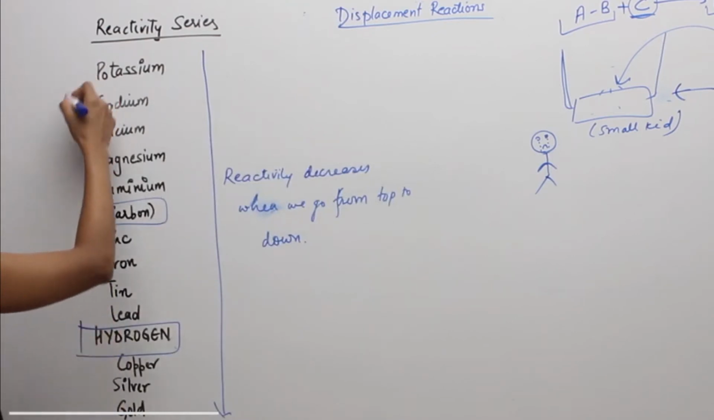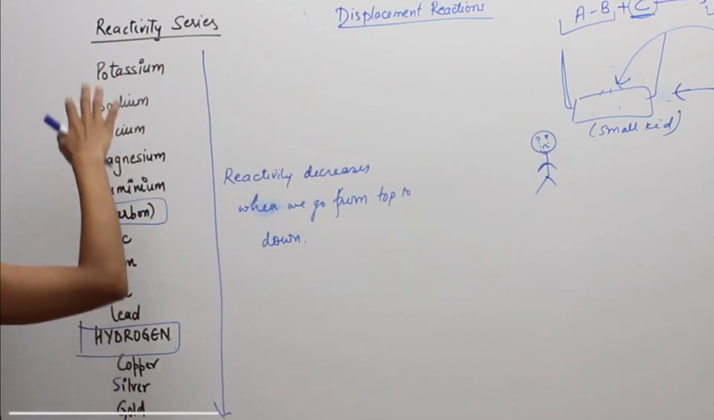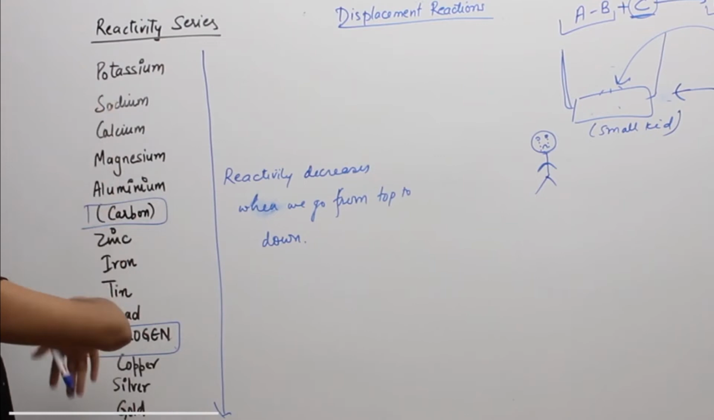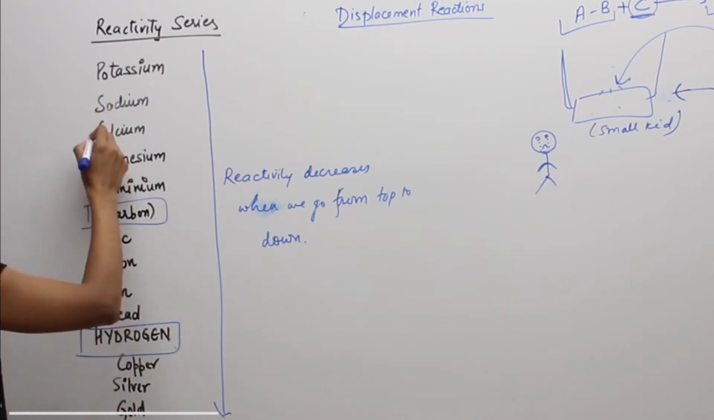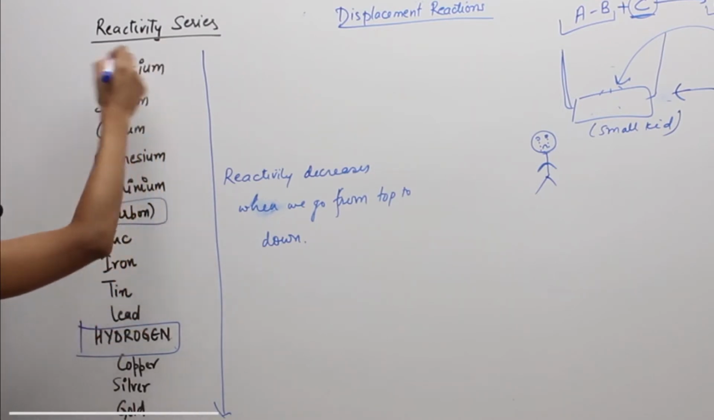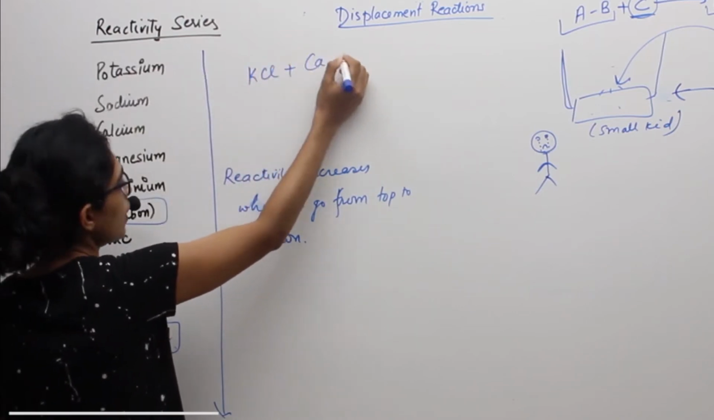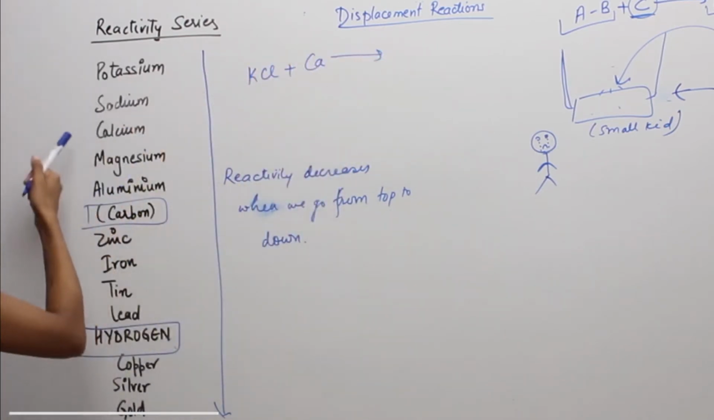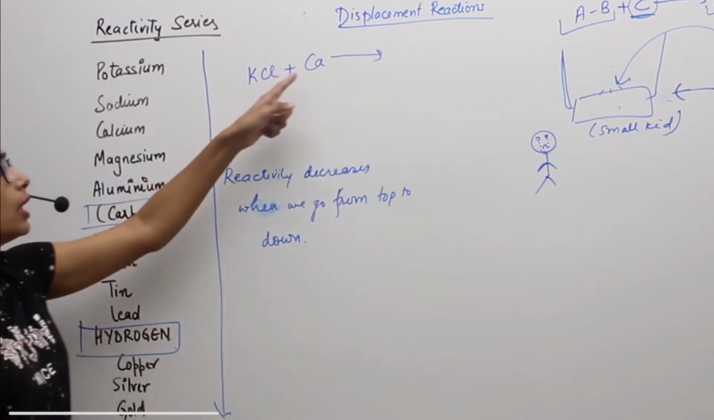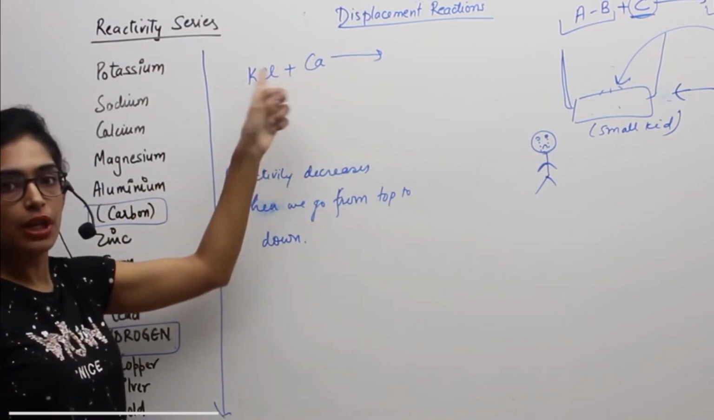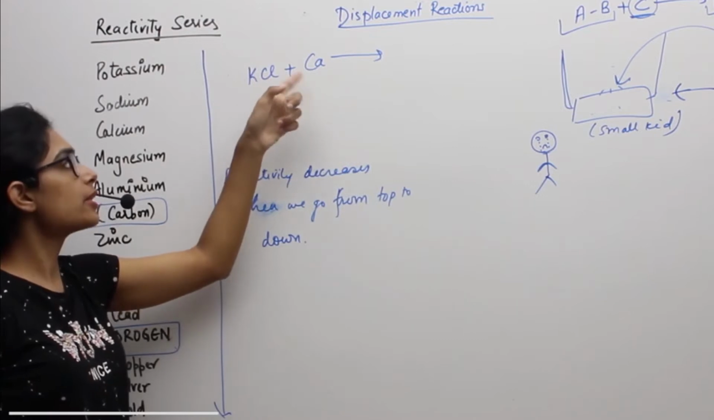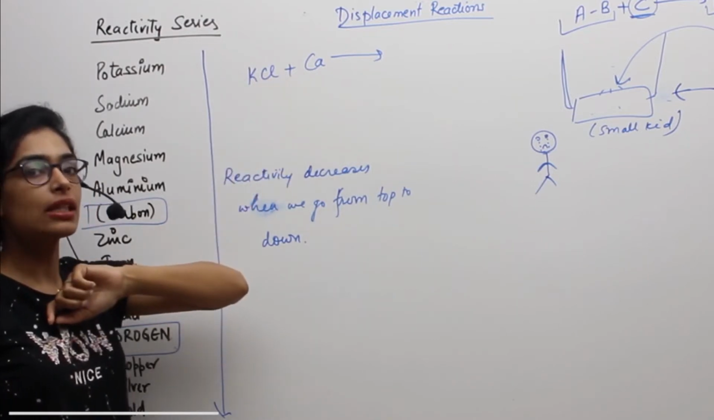when I say that potassium can displace any of the metals or elements over here, let's say I had potassium with chlorine, and then comes calcium from somewhere, which is lesser in reactivity. Will it be able to displace potassium from here? No. Why? Because the reactivity of calcium is lesser than potassium.